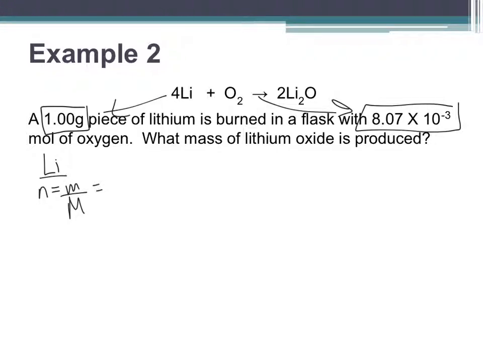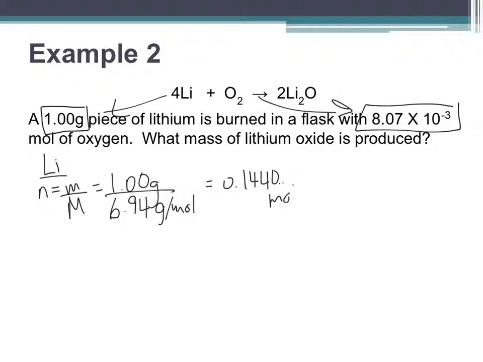And so we're going to take our mass, which is 1.00 grams, divided by our molar mass of lithium, which is 6.94 grams per mole, and that gives us 0.1440 moles of lithium. Okay, and then we want to use a molar ratio to figure out how many moles of lithium oxide would be produced.